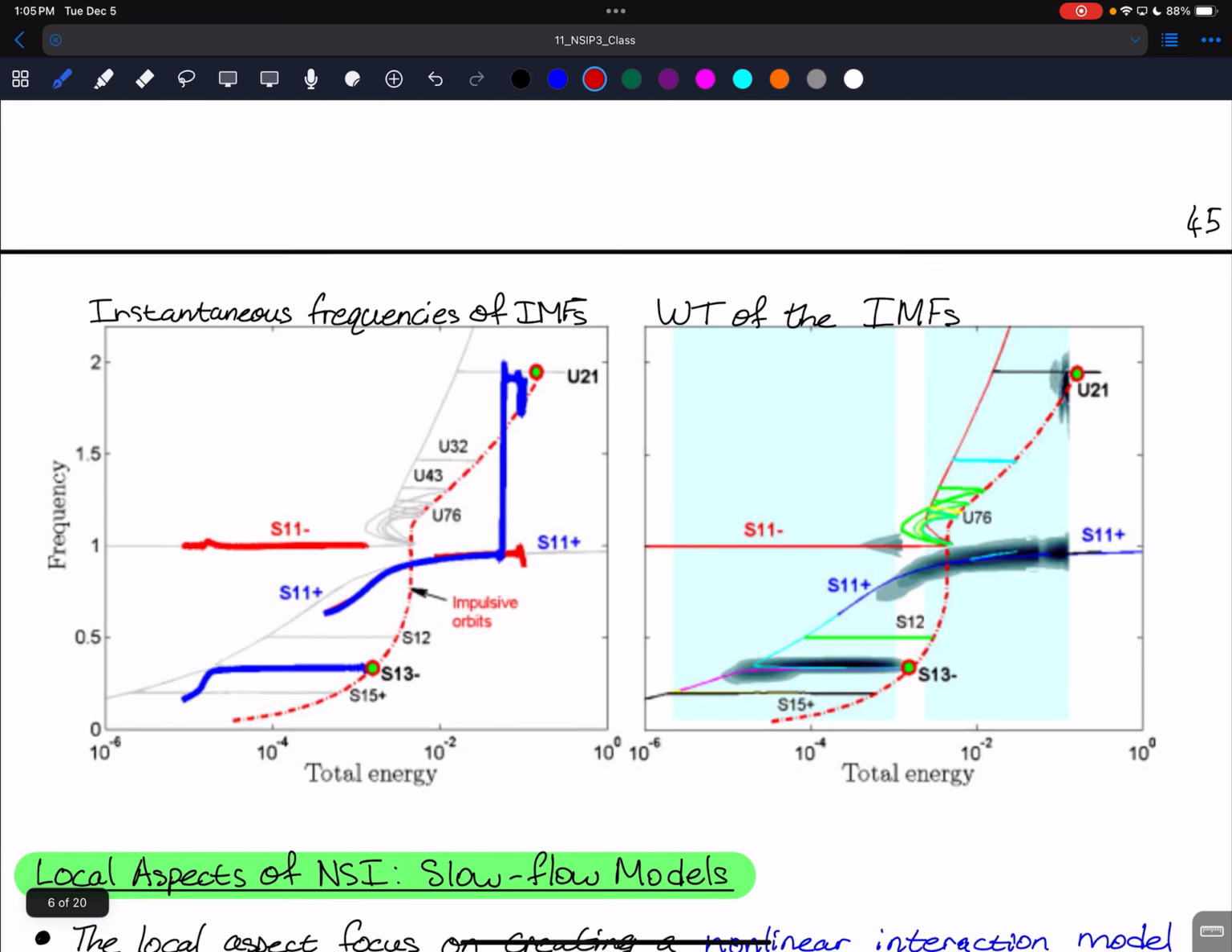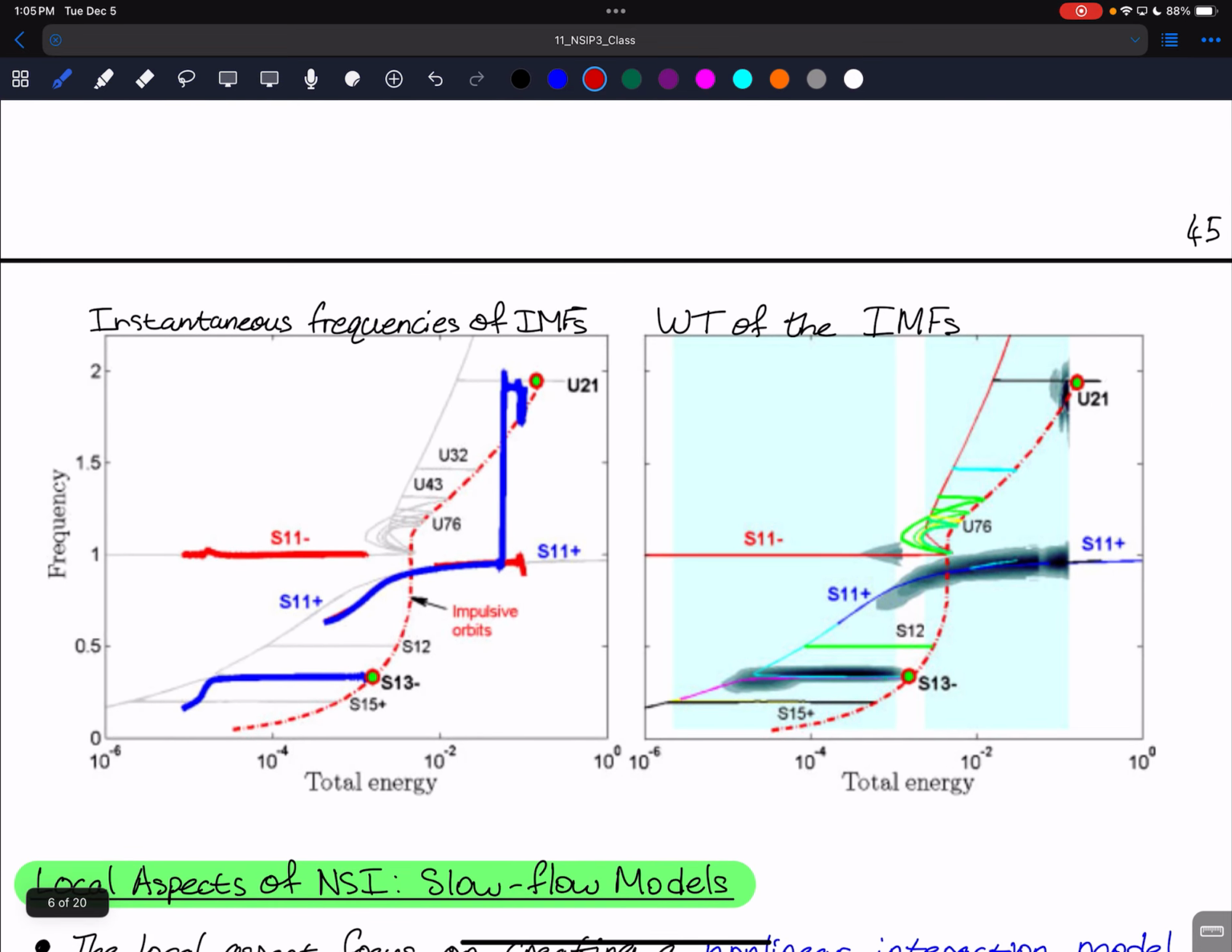All right, so this is what that ends up looking like. This is, I think, the LONES vibro-impact system. We'll see an example of it in a moment. So on the left, we'll talk about the light gray lines. That is the analytical FEP or the model FEP for this particular system. The colored lines are the instantaneous frequencies of the IMFs.